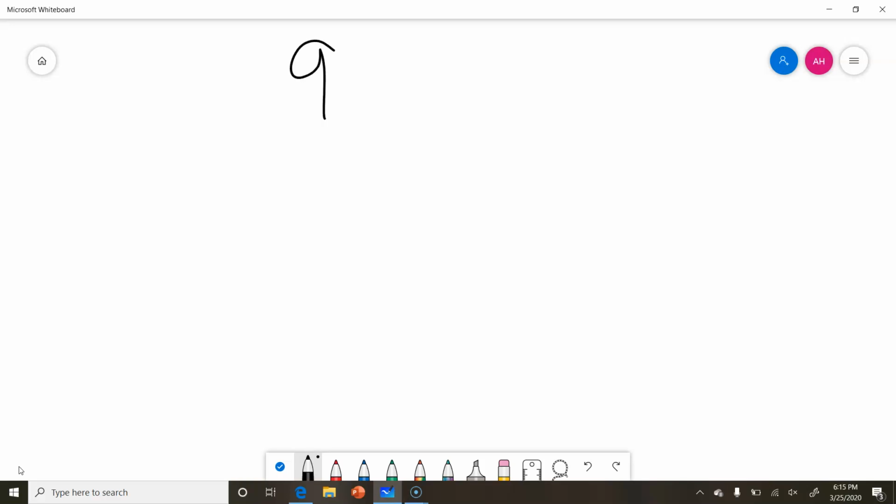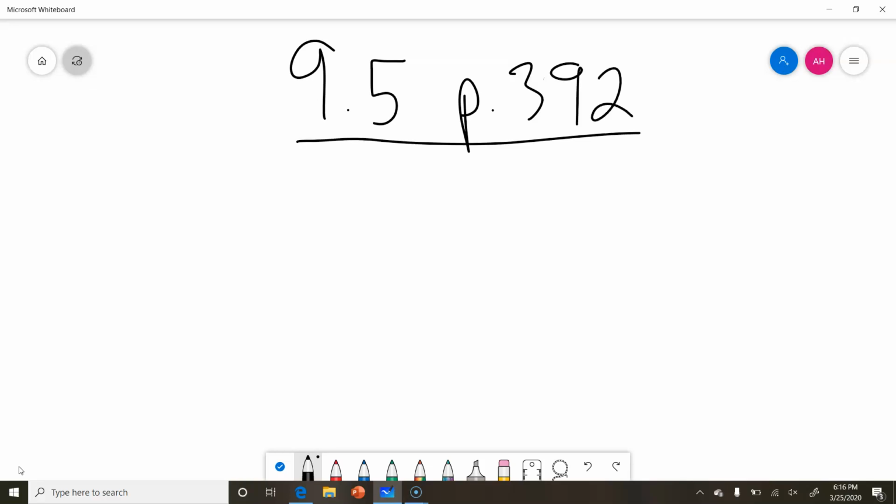So today's lesson is on 9.5. This is page, ooh, not 380. It is page 392. So this right here is going to be a little different than what we've done before. You can solve it the same way. So it's going to be the same type of problem.